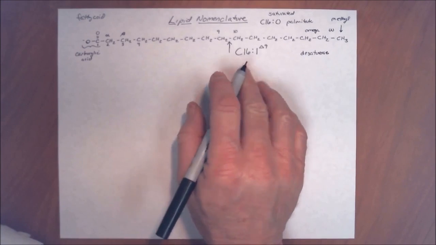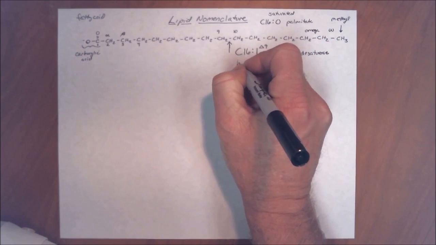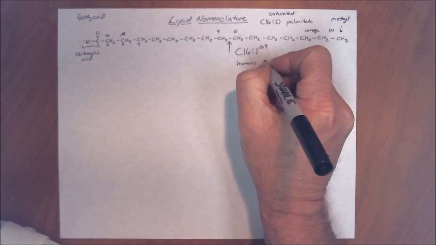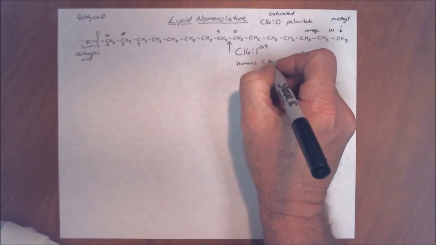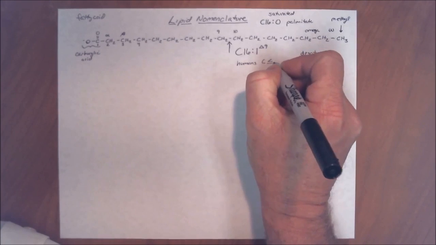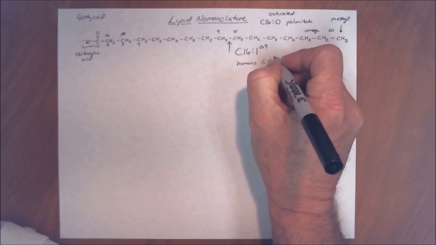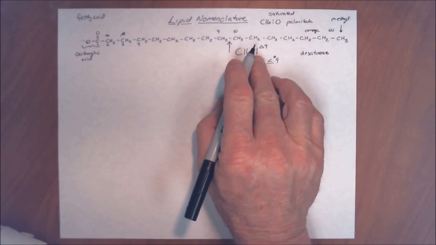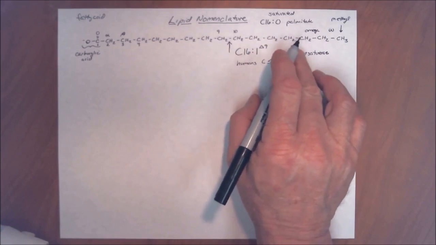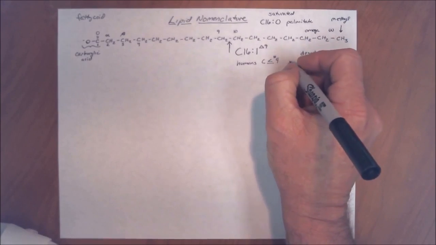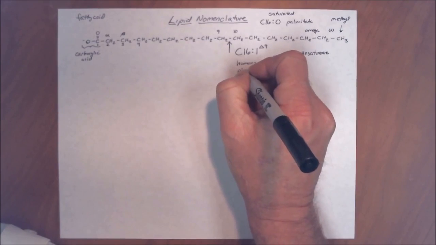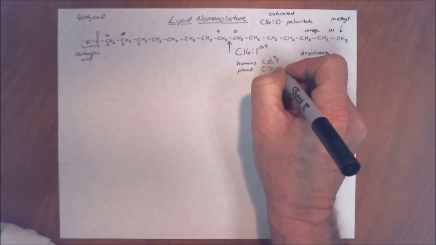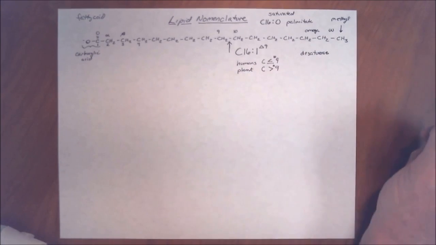Now, something to note, humans can introduce double bonds at carbons that are less than or equal to carbon number 9. Any fatty acids that have double bonds beyond number 9 are from a plant source. So carbons that are greater than number 9 are a plant source.